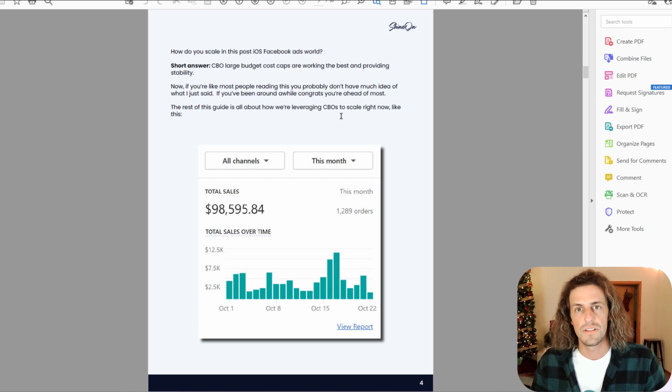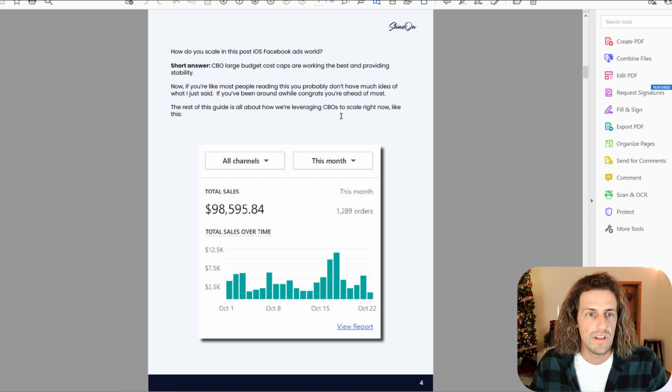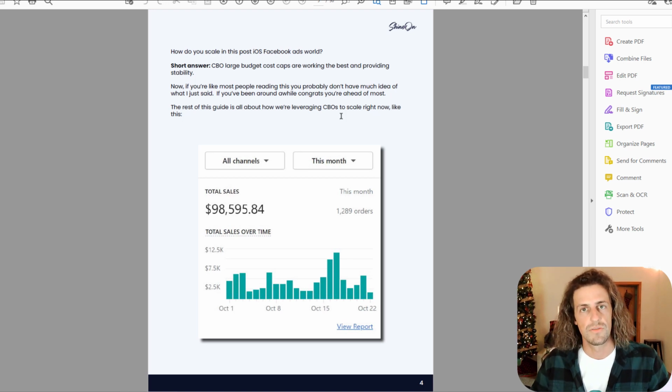This section basically assumes that you've already found a winning product using the farming method or any other method that has helped you identify that you have a winning product. In our testing, we have found that CBO, large budget cost caps, is what works and has provided us the most stable results overall. So let's take a look at what that is.